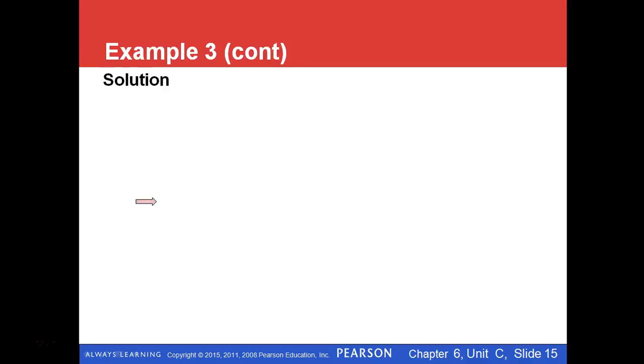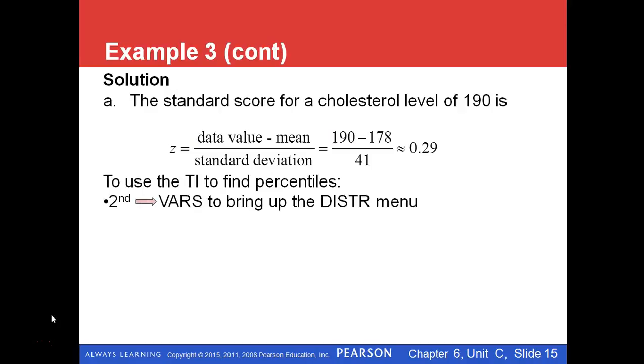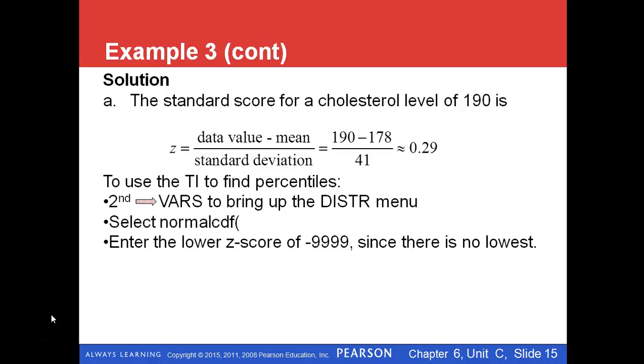Let's start with A. The standard score for a cholesterol level of 190 is going to be about 0.29. 190 minus 178 is 12, and 12 divided by 41 is about 0.29. Then, to find the percentile, we'll go to 2nd VARS to bring up the distribution menu and select normal CDF like we did before. We'll enter -9999 for the lower z-score. Since there is no lowest, we don't want to put a stop point for the lowest. For the upper, we'll put the 0.29.